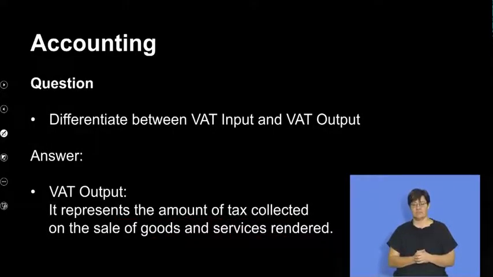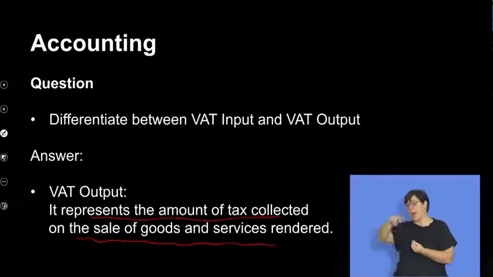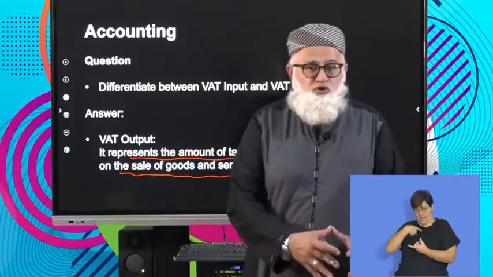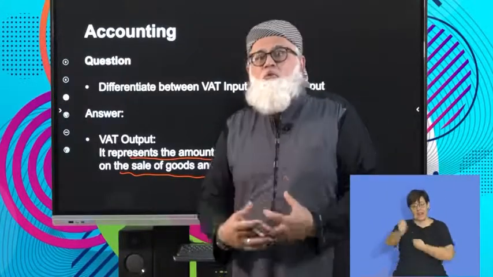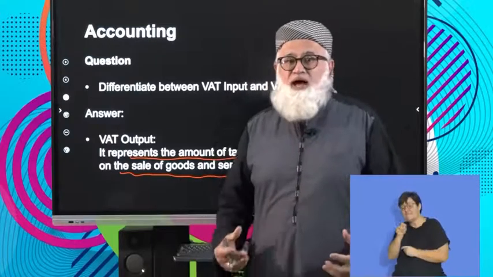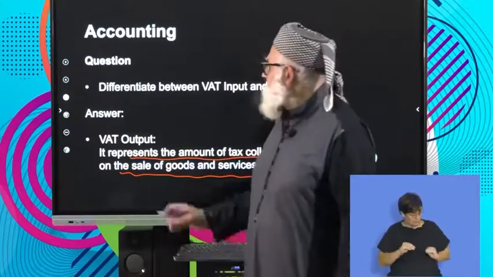Right? VAT output, what do we know? It's VAT output. This represents the amount of tax collected on the sale of goods and services rendered. In other words, whenever we sell the goods, remember, we're the VAT vendor. When we sell those goods, the VAT that we collect will be my VAT output.